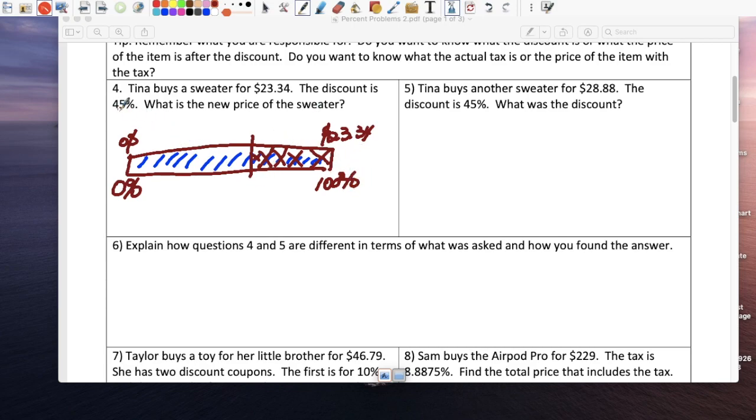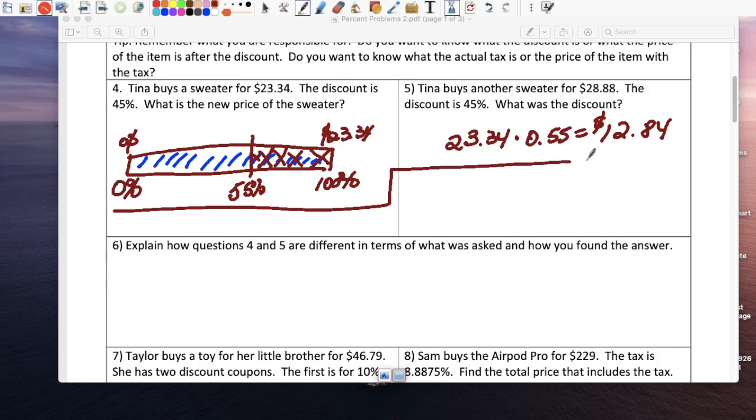I'm responsible, well, if you take 45%, I'm responsible for 55% of the sweater. So the quick way to do this is 23.34 times, if you remove the discount, I'm left with 55%, and 55% as a decimal is 0.55. So 23.34 times 0.55, I am going to end up paying $12.84. That's the quick way I was talking to you about.